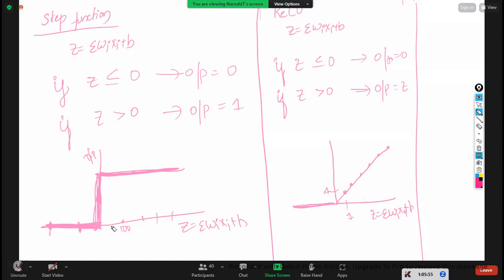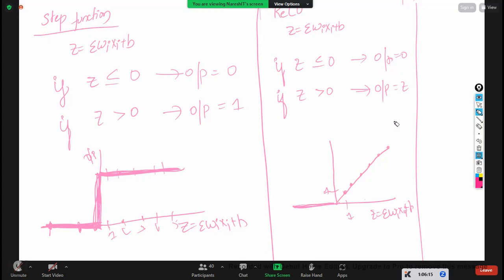Here also same. First you take 1. For 1, what is the output? 1 only. For 2, what is the output? 2 only. For 3, what is the output? 1 only. 2 comma 1, 3 comma 1, 4 comma 1, 5 comma 1. For 1 comma 1. So attach all the 5 points. Here also you attach all the 5 points.